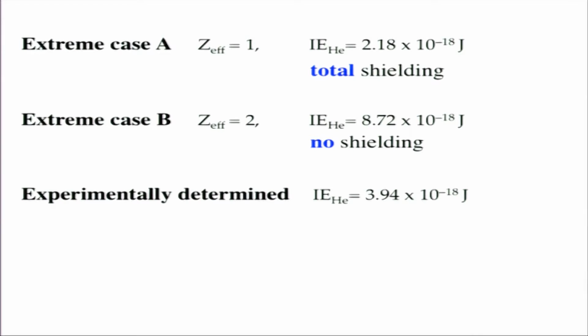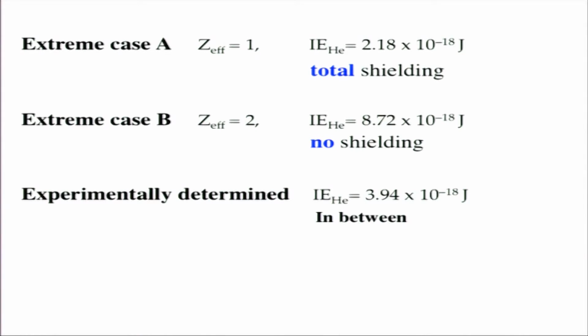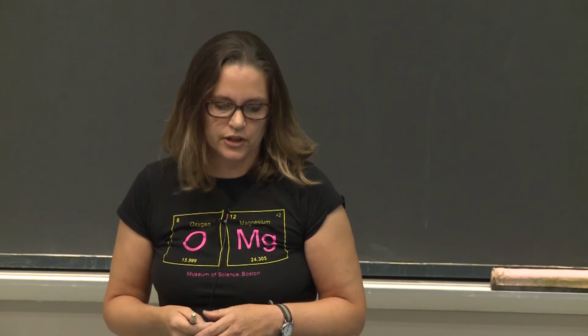And you can determine this experimentally. You can measure ionization energies. So if we measured the ionization energy for helium, we would find that it's 3.94 times 10 to the minus 18th. So it's greater than the 2.18 and less than the 8.72. So it's in between. And that's what you find most of the time. The Z effective is in between 0 shielding and total shielding.